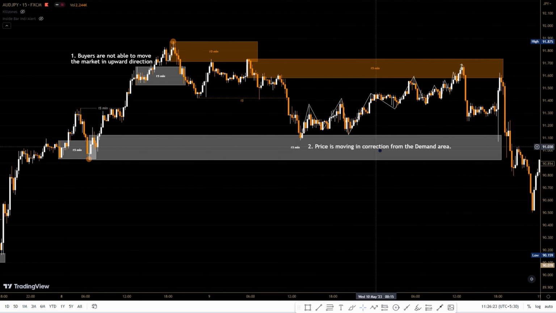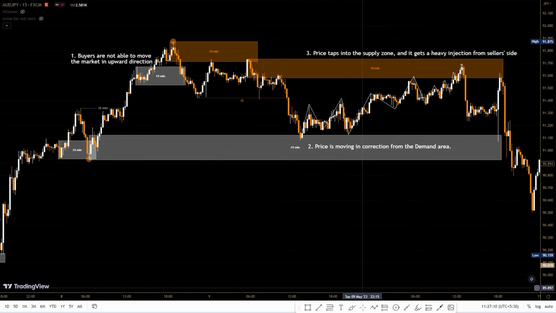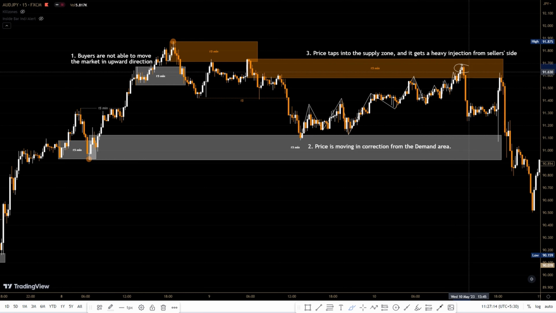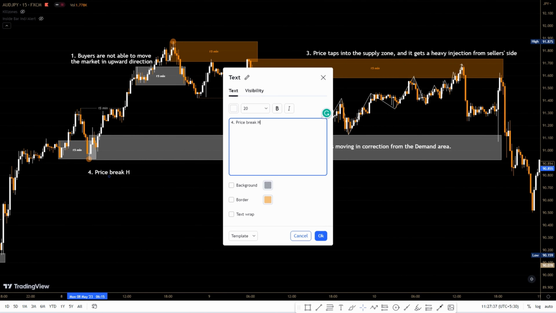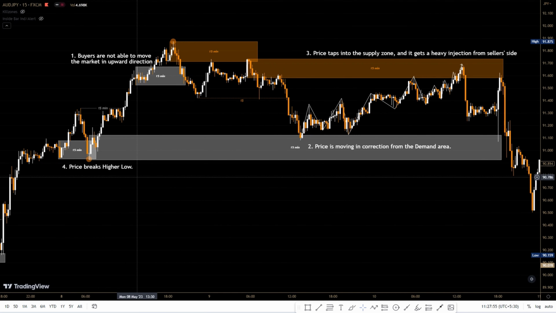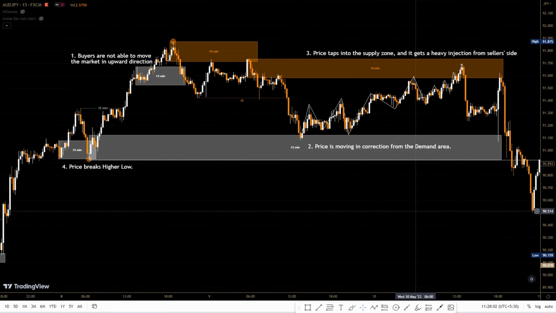Now, what is the third indication? Price taps into the supply zone. You can see that price just taps into the supply zone, and it gets a heavy injection from the seller's side. You can see that there is a heavy injection, and ultimately this is the fourth indication. Price just breaks the higher low. Price breaks the higher low, right? You can see that price breaks this higher low exactly at this point.